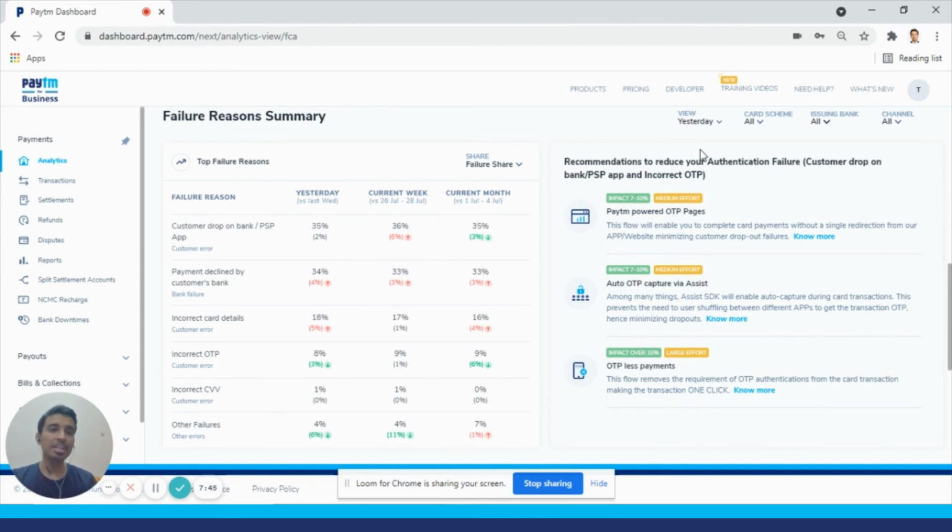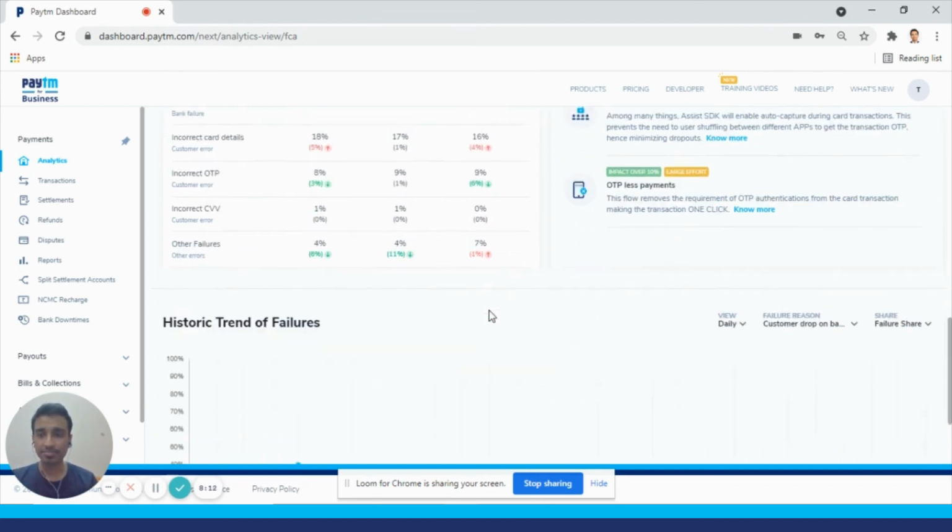So these recommendations let you know how you can improve your failure reasons if your customer drop on bank PSP app and OTP authentication failures are beyond a certain threshold limit. We here provide you recommendations that can help you improve those particular failure reasons. Moving forward, we plan to also provide this for UPI, wallet and net banking, but currently, as I stated earlier, this is available only for debit card and credit card transactions.